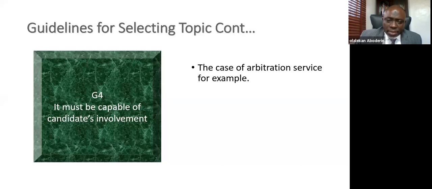So that is what that means, so that we don't just pick a topic and say, yes, that's an area of professional service of surveyors, and therefore we agree that the candidate should go ahead with that. We need to really be sure that, on the face value of the topic, that topic is capable of the involvement of the candidate.